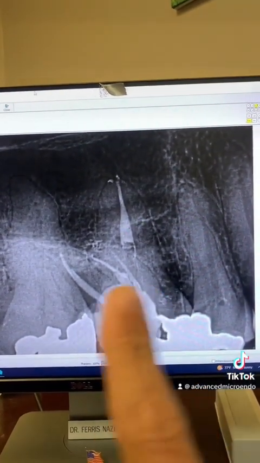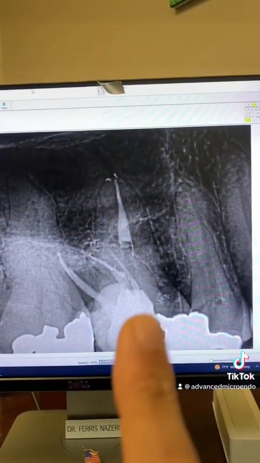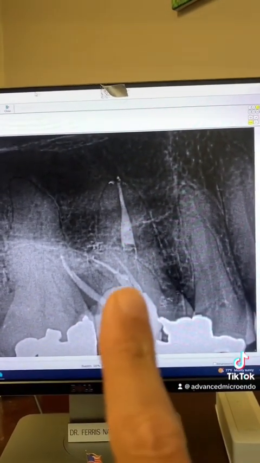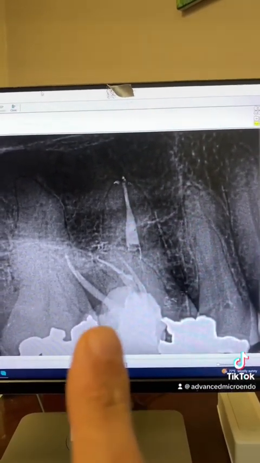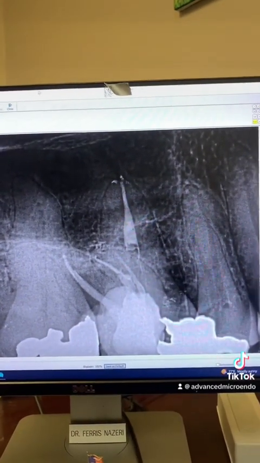So locating all these canals is important. MB1, MB2, sometimes there's an MB3, sometimes there's a DB2. You got to find these canals.